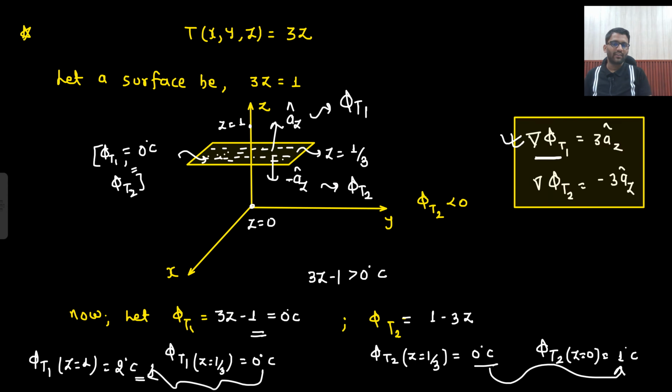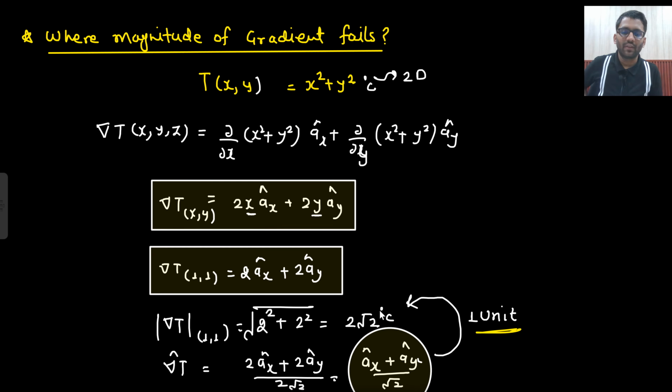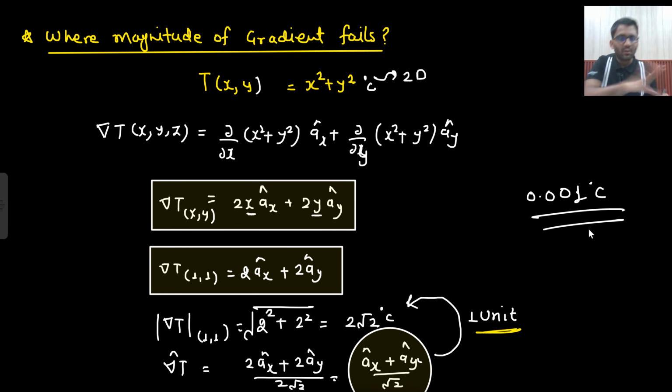So this small point that I have written here, note the change has to be uniform or small. Uniform means it should not be a function of x, y, z or rho, phi, z or r, theta, phi. If it is not a function of x, y, z, or if it is very small, let's say 0.001 degree Celsius, then also it would be fine. Then also it can detect the change carefully. What do I mean by that? I will explain this point quickly.